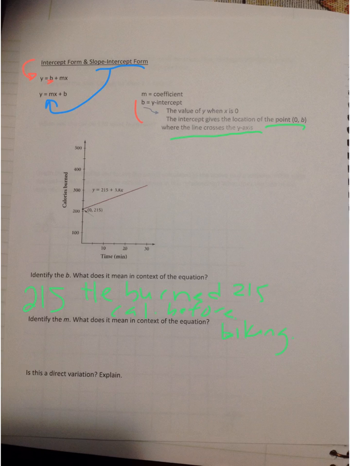Okay, so now let's take a look at the next question. Identify the m. What is that coefficient in that equation? You see the equation's right here. That is 3 8/10. And what does that mean? It is the amount of calories burned per minute.